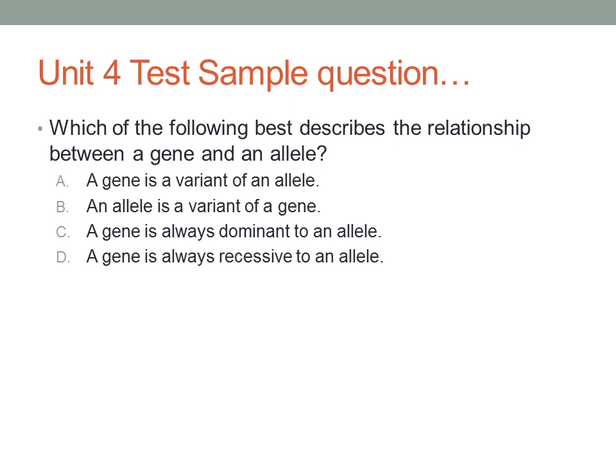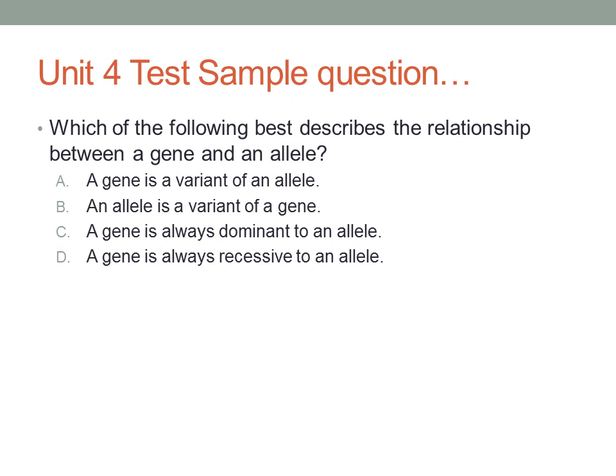Which of the following best describes the relationship between a gene and an allele? Is it A, a gene is a variant of an allele, B, an allele is a variant of a gene, C, a gene is always dominant to an allele, or D, a gene is always recessive to an allele? Remember, an allele is a type or form of a gene. An allele is a version of a gene.